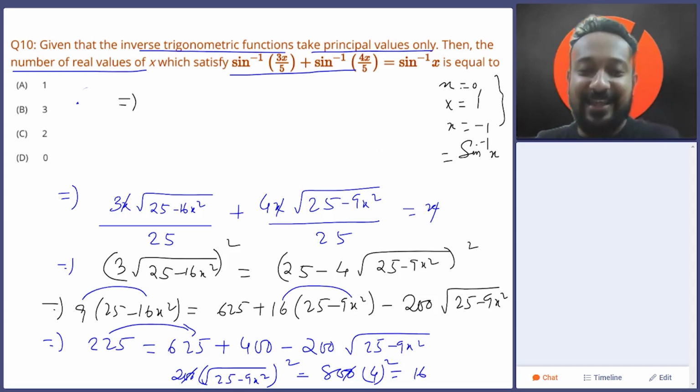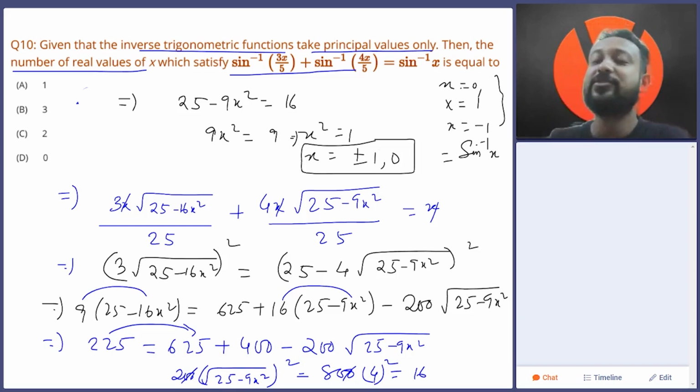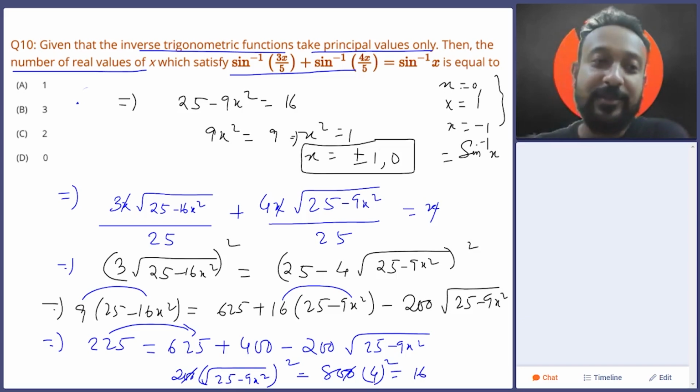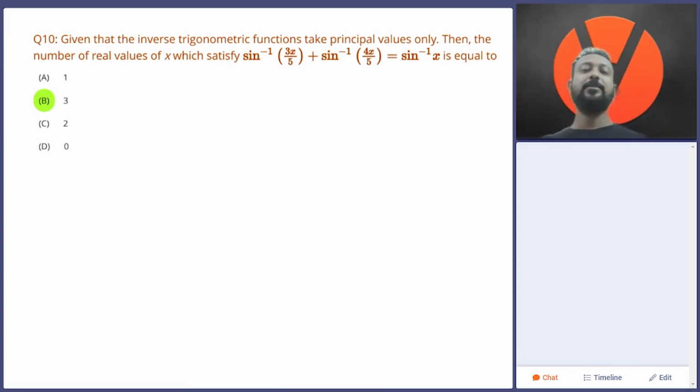So finally, we are getting 25 minus 9x square as 16. So 9x square will be 25 minus 16, which is 9. So x square comes out to be 1. Hence, as I told you, plus minus 1 and 0. 0 was the earlier solution that we cancelled from both sides, and x equal to plus minus 1. So the final answer should be B, 3 solutions. I hope you got it.